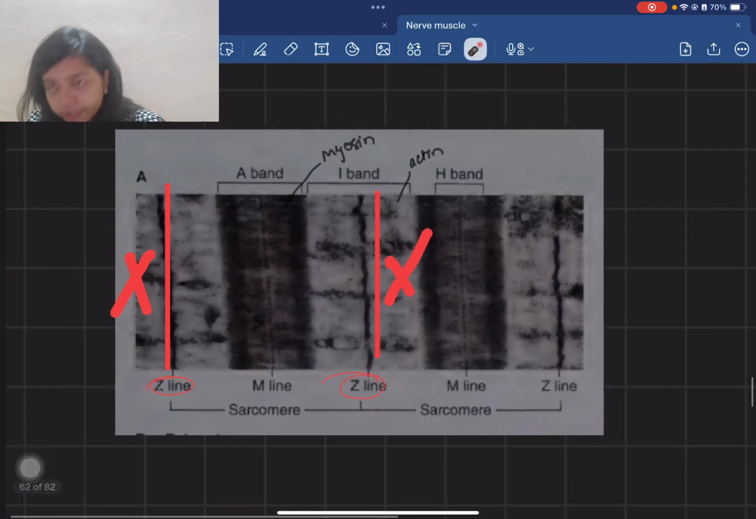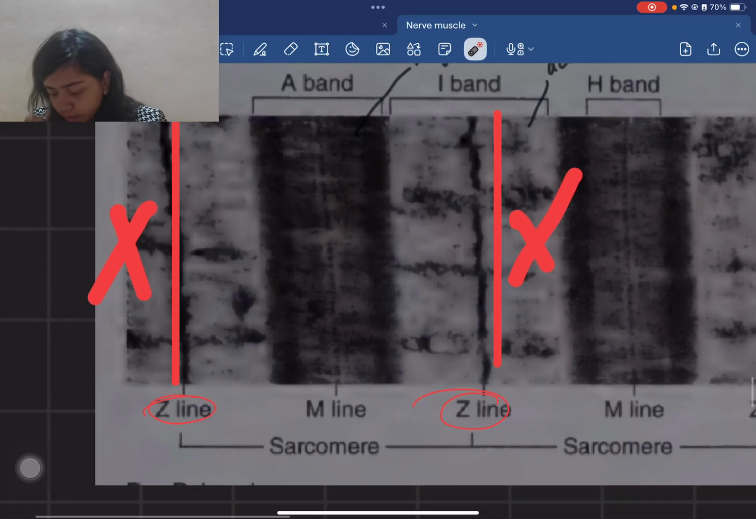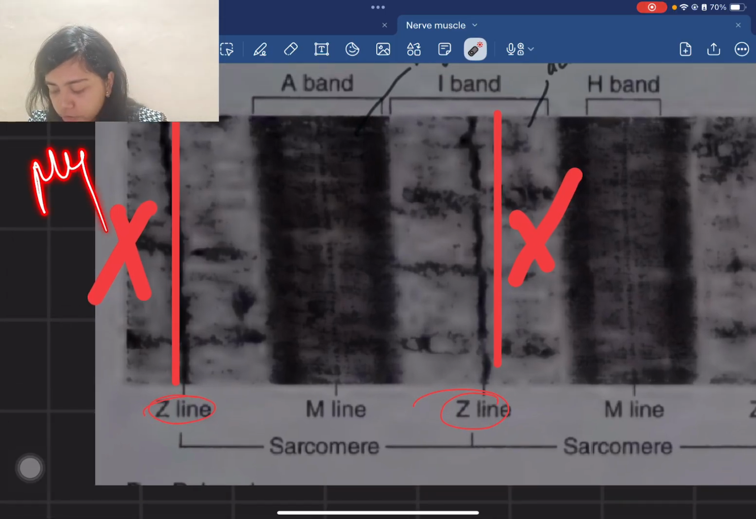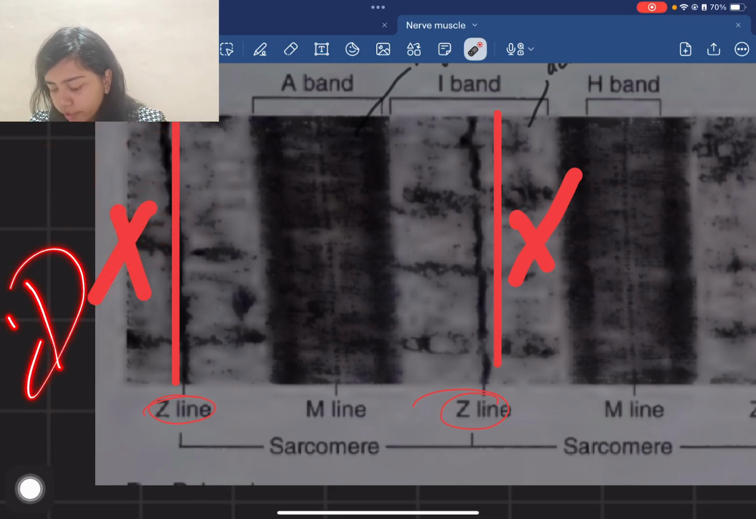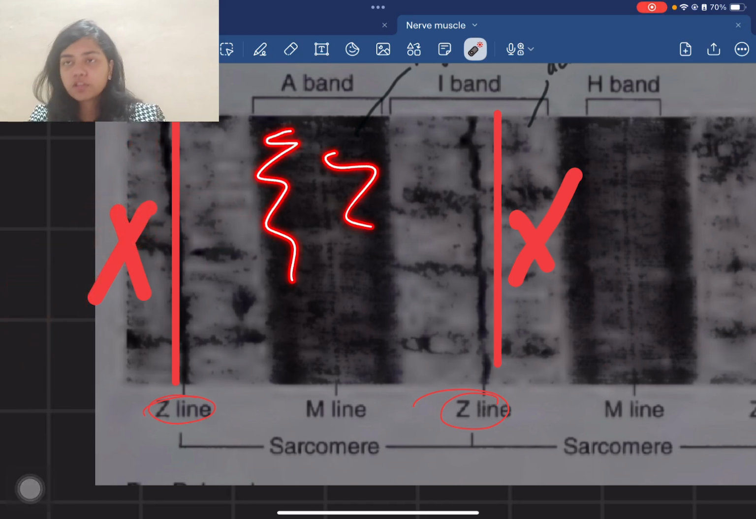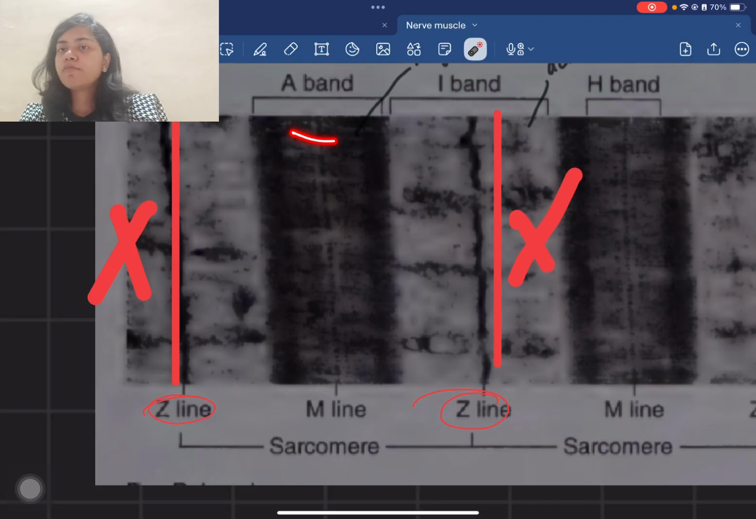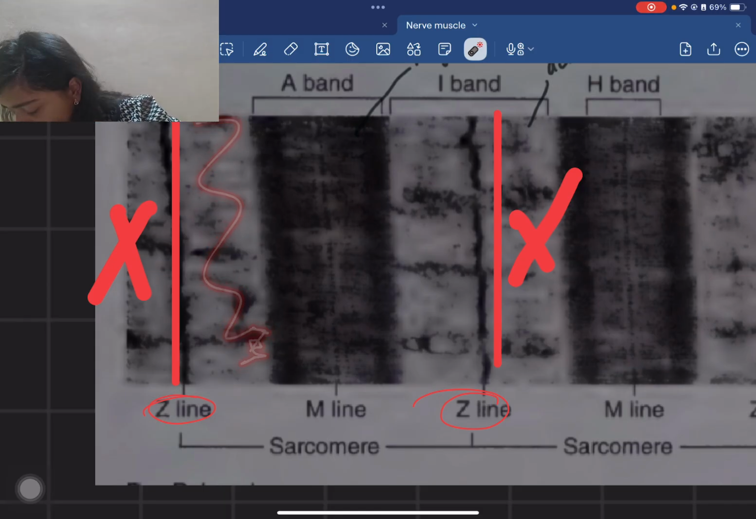Now what is this? This is an electron microscopic picture of a sarcomere. Now look, the myosin, those were your thick filaments. So in electron microscopy they will show a darker appearance. So hence A band will be dark. How will you identify A band? It's a darker portion, that is going to be your A band. The lighter portion is going to be your I band, because actin filament is thin, so it will look light in electron microscopy, right?